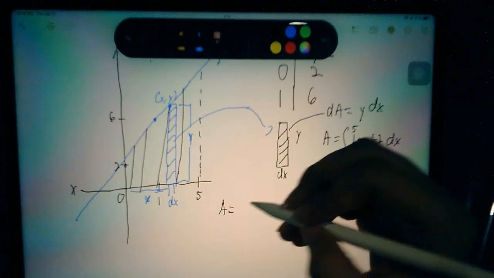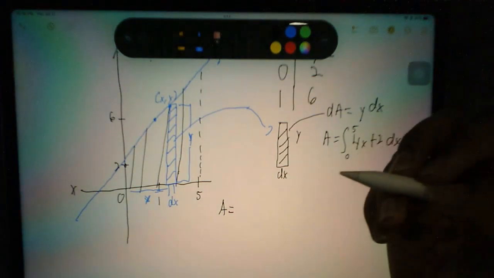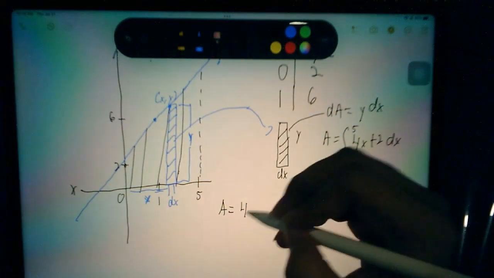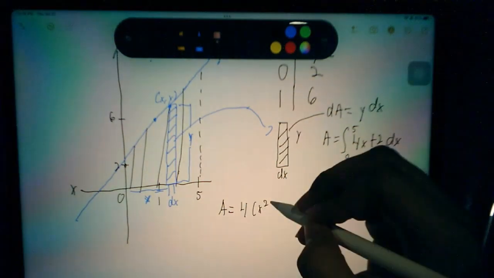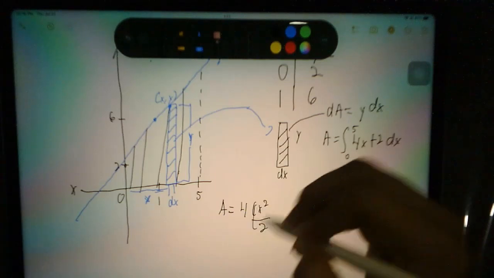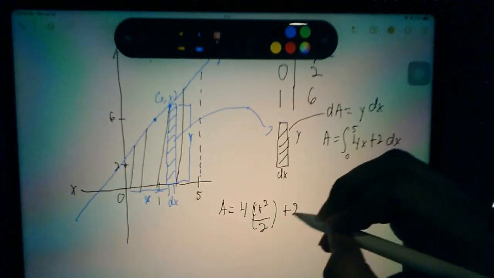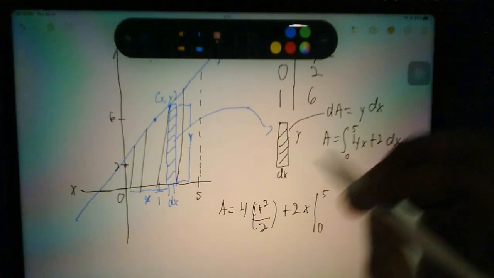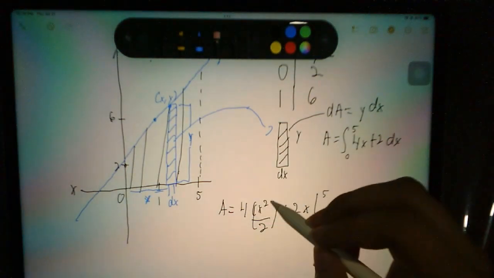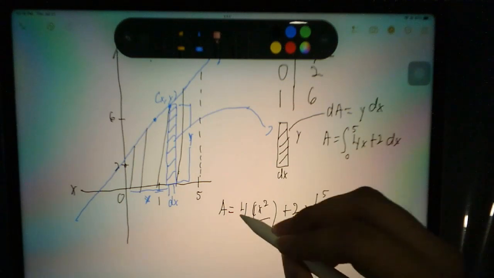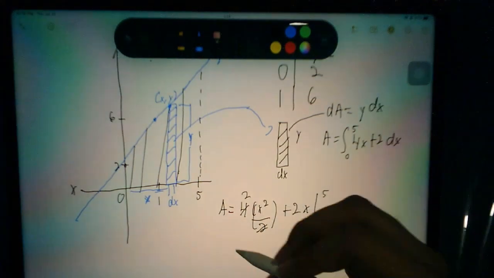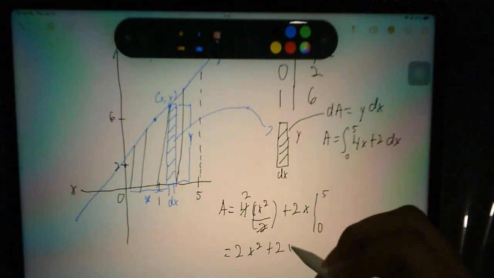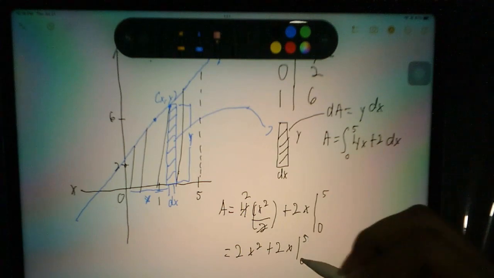Area of the integral of 4x plus 2, let me mentally solve it. So 4x, 4, then x squared by using the power formula over 2 plus 2x from limits 5 and 0. So by simplifying, this will cancel out, and this will have 2, and this will become 2x squared plus 2x from limits 5 and 0.